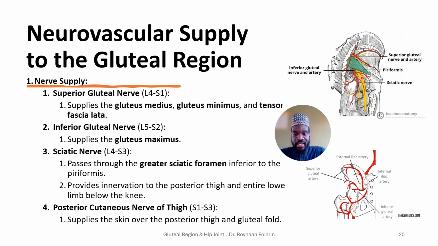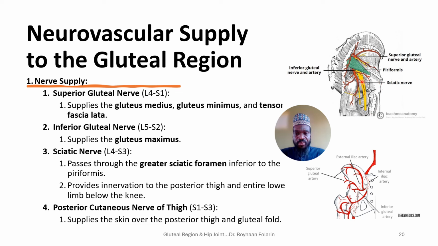Next, you have the sciatic nerve, which is the biggest nerve you have in the body. It passes through the greater sciatic foramen, just like the piriformis muscle as well. So the sciatic nerve passes through the greater sciatic foramen inferior to the piriformis muscle. And then it provides innervation to the posterior thigh and the entire lower limb below the knee region.